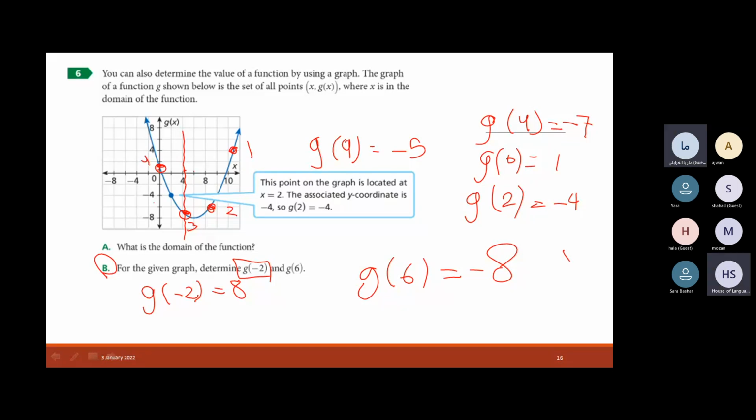3. 3. Now make a line to the y-axis. Here you have negative 6. Here you have negative 7. So you will say f of 4 or g of 4 is negative 7.